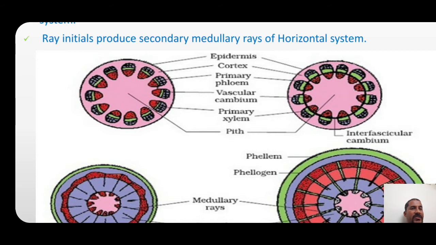It is also called vascular cambium, while the interfascicular cambium is produced after the starting of secondary growth, and it is formed due to the development of meristematic cells in the medullary rays from the parenchyma cells, which is shown in this diagram. Both the fascicular cambium and interfascicular cambium join to produce a complete ring of the cambium.